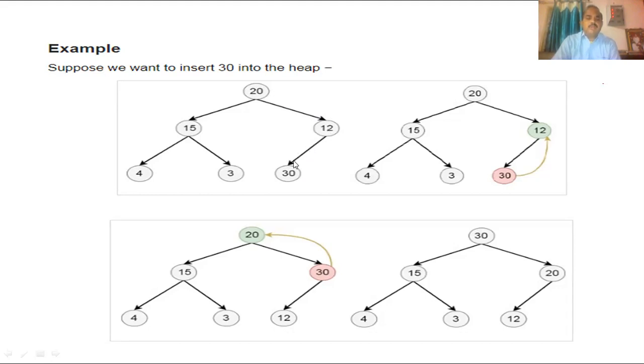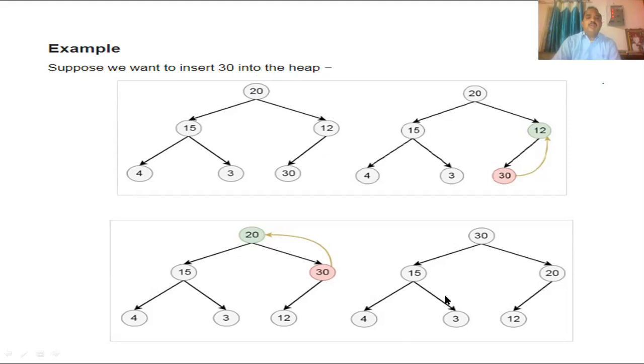Swap it. So 30 is first inserted at the leaf level. Then compare the child node with the parent node; if the child is greater than or equal to the parent, swap it. The child converts into the parent. Then again check the condition: 30 is greater than 20? Yes. Then 30 is interchanged. The root node is 30, and the next parent node is 20. Clear? This is an example. This is the final tree.